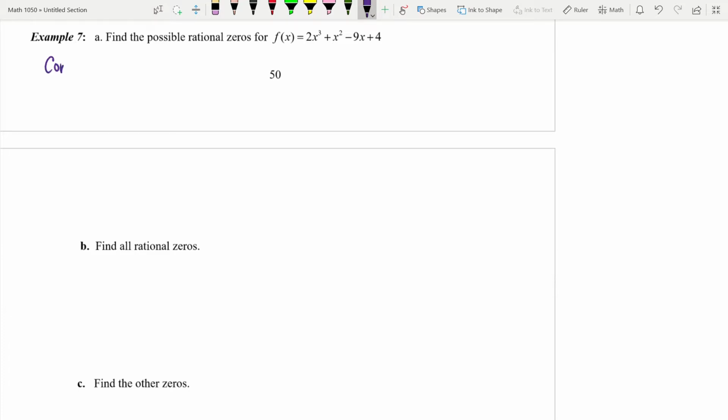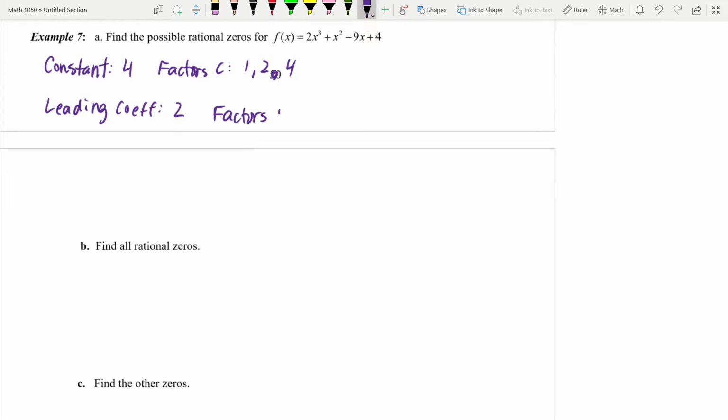Everybody write constant. And it is a 4. The factors of the constant are 1 and 2 and 4. Then write down leading coefficient. Biggest exponent is a 3. The number in front is a 2. So the factors of the leading coefficient, what goes into 2? 1 and 2. So the constant factors go on top, 1, 2, 4. The leading coefficient numbers go on bottom, 1 and 2.